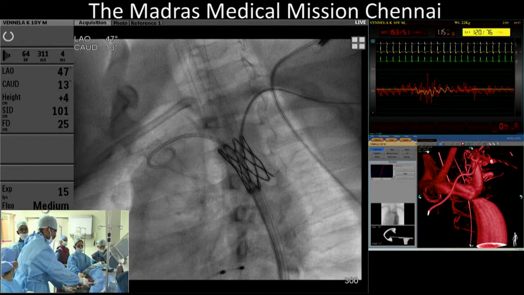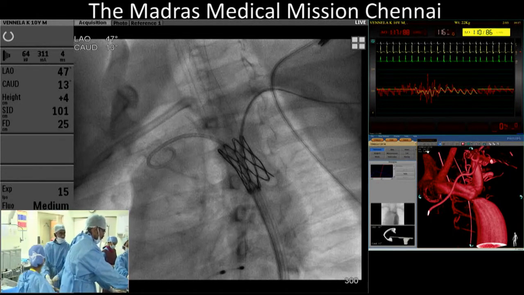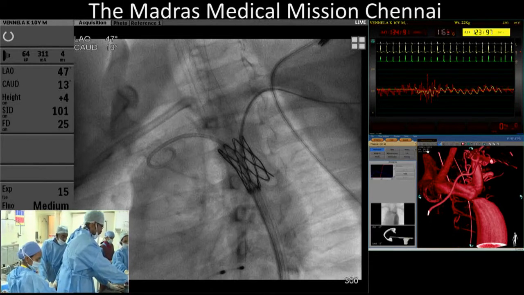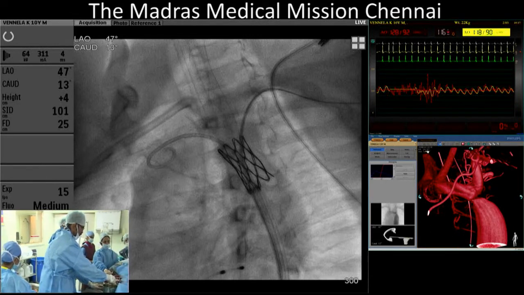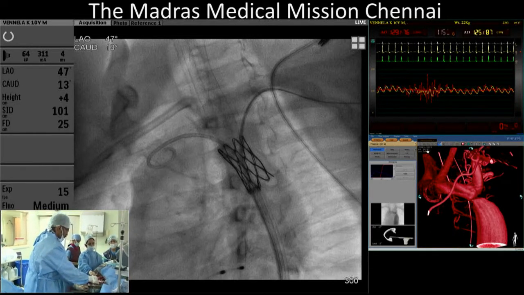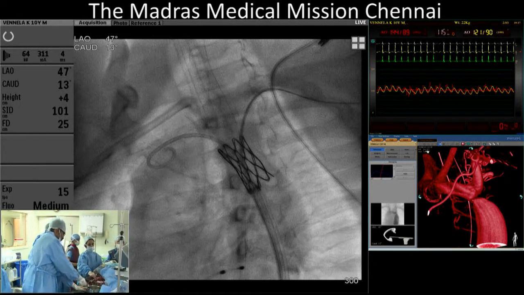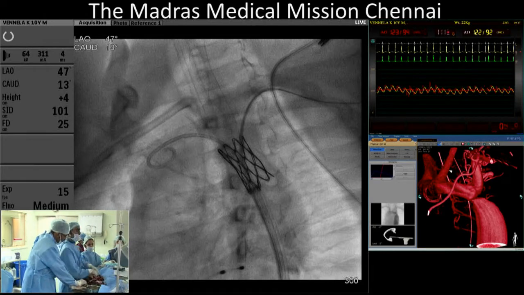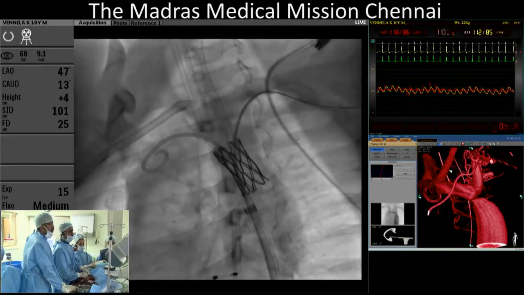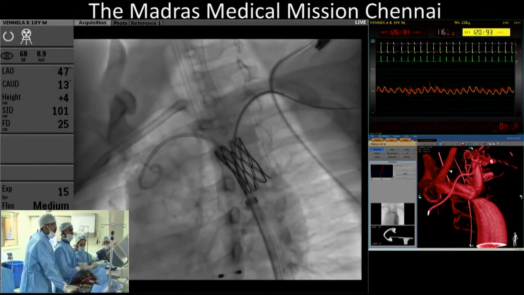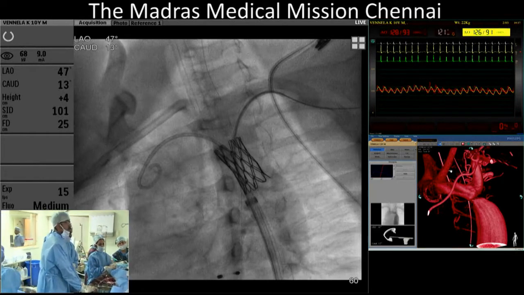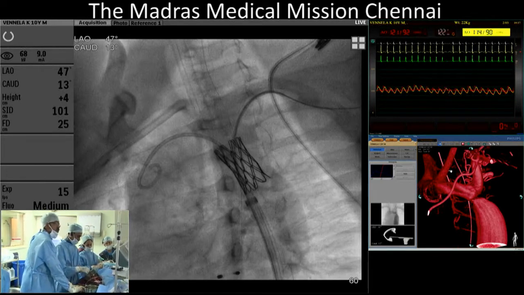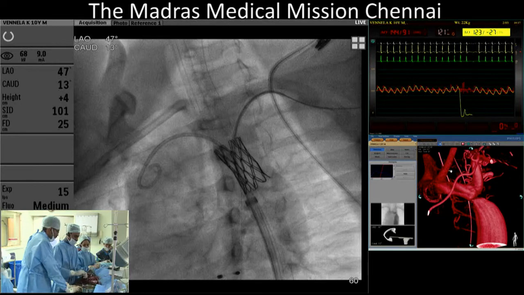Can you enlarge the pressure lines for a minute? Yeah, both the pressure lines. You can see red and yellow lines. Yeah, both are matching. The yellow one is the ascending aorta, the red one is the femoral sheath. So they seem completely the same, so no gradient any longer. Yeah, so now I'm going to give an angiography.